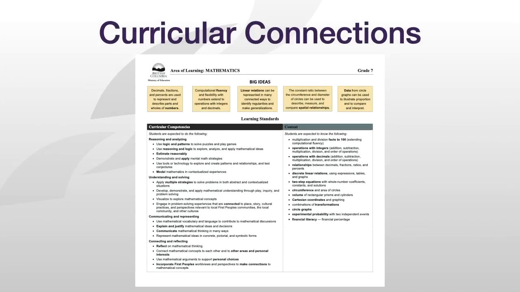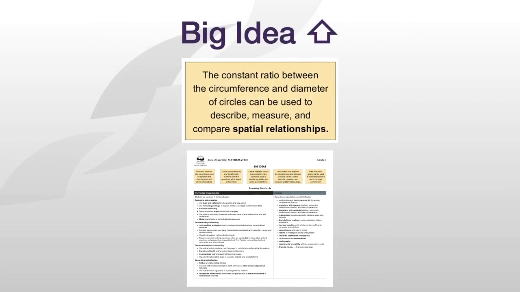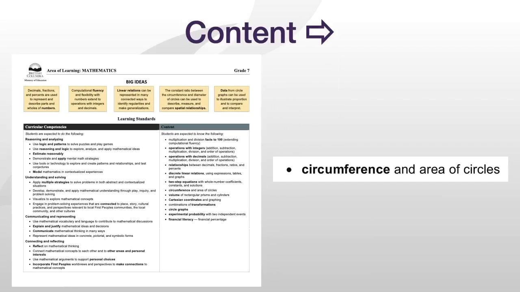This video addresses several learning standards in the Mathematics Grade 7 curriculum. The constant ratio referred to in this big idea is the number pi, which we use to measure and compare circles. In content, we looked at the circumference and area of circles.